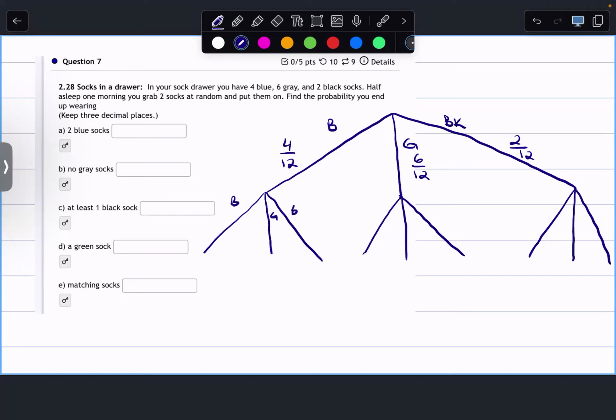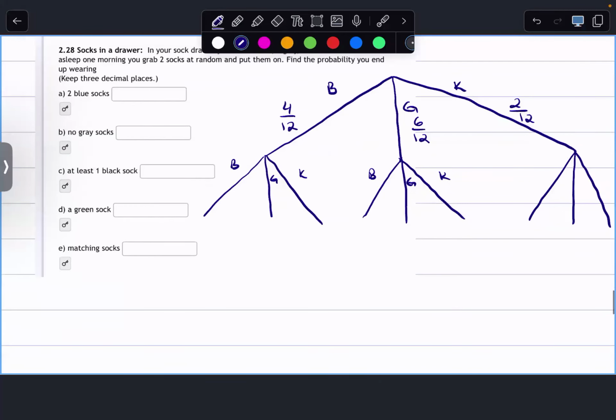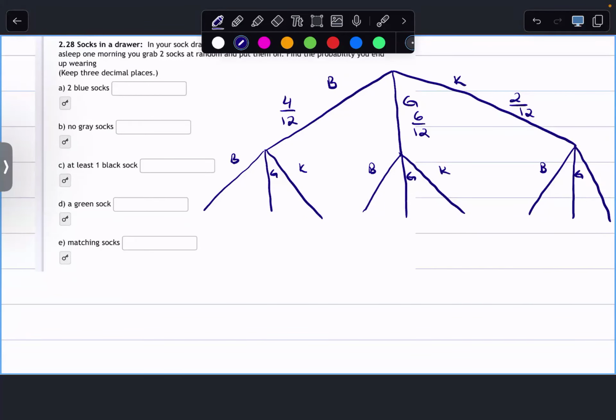Blue, gray, black. Hey, maybe I should use K instead. Right, because I don't like to use 2 letters. That's weird, I know, but it avoids using 2 letters for one thing. Blue, gray, black. Okay, so now my total's out of 11.